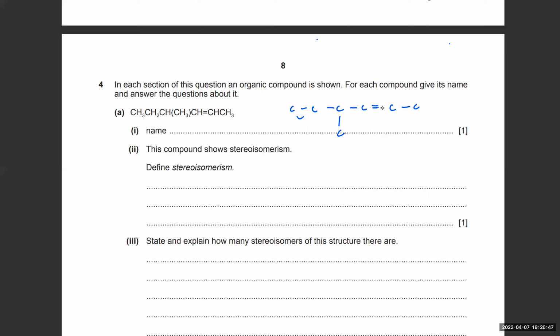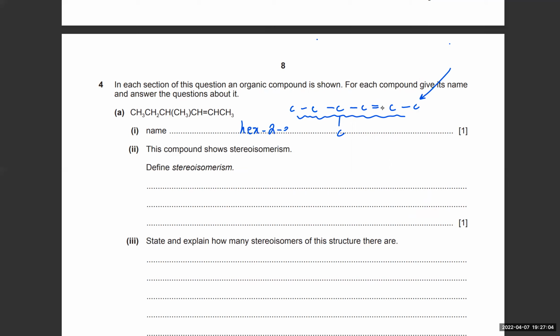Which side would you count from? Right side or left side? It's going to be the double bond that has greater precedence. So you're going to try and give the double bond the smaller number. It's hex-2-ene, right? Yes. Tanya, that's fine.